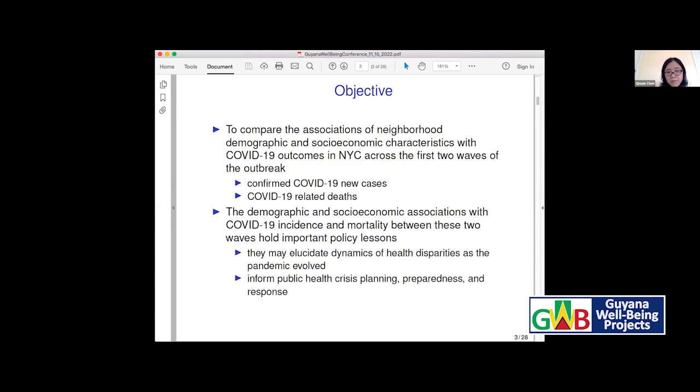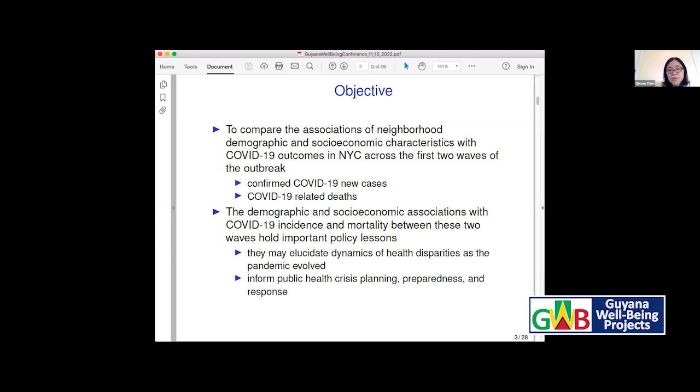So the objective of this study is to compare the association of neighborhood demographic and socioeconomic characteristics with COVID-19 outcomes in New York City across the first 2 waves of the outbreak. We consider 2 different outcomes. One is confirmed new COVID-19 cases based on PCR test, and the second one is COVID-19 related deaths.